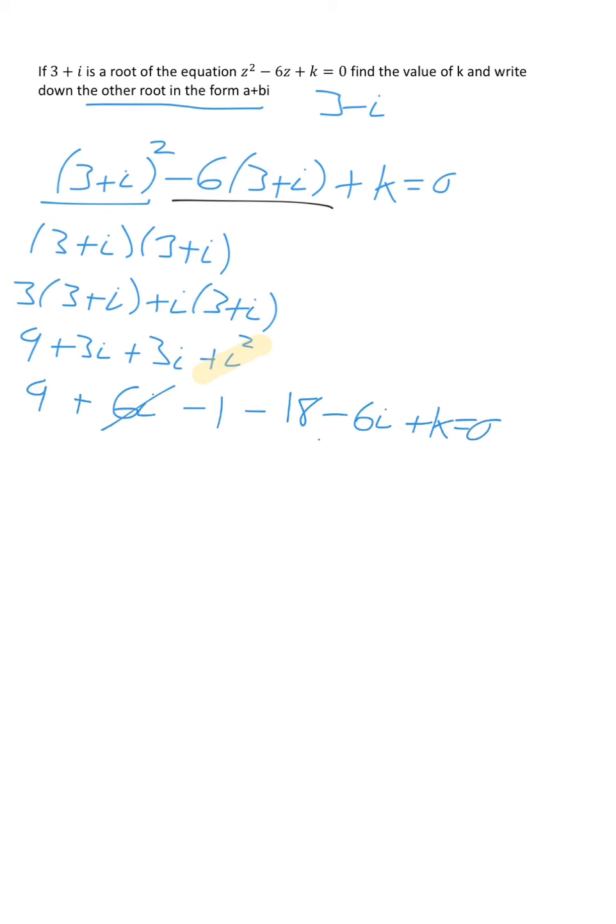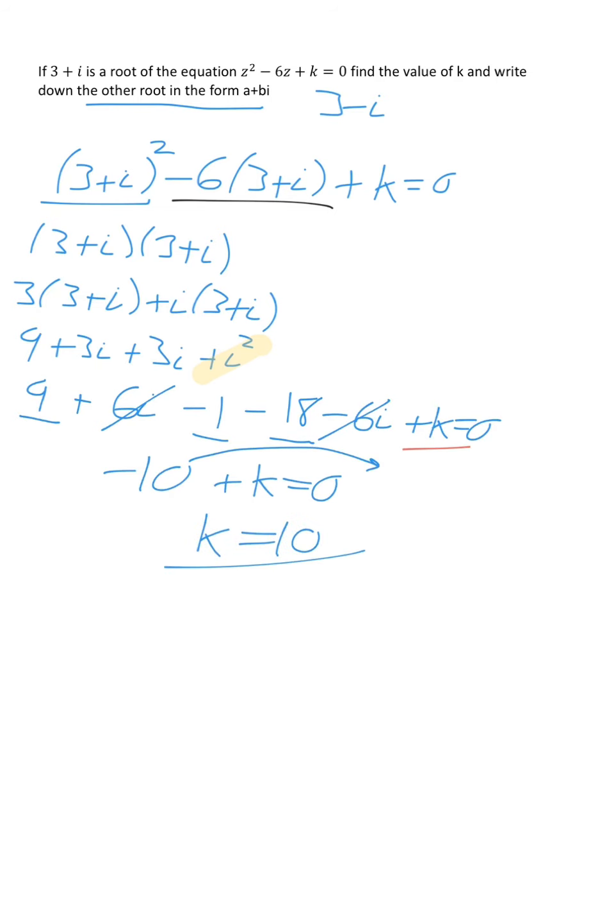So the 6i and the minus 6i will cancel. Now 9 minus 1 minus 18 is equal to minus 10. And then I still have the plus k. So I have minus 10 plus k equal to 0. Bring the minus 10 to the other side. So that means k is equal to 10. And that's the value of k.